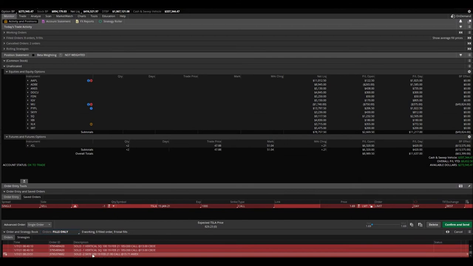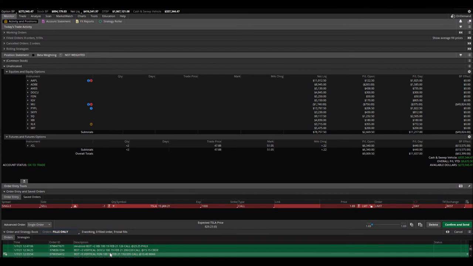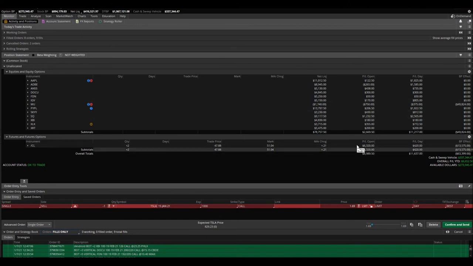Sold two SKYY. Sold two verticals on Square. And took a little bit of profit on XLK. And these are the positions that I got in today. All together, guys, we are up on the account $416,521. Of course, that's going to fluctuate because of oil.